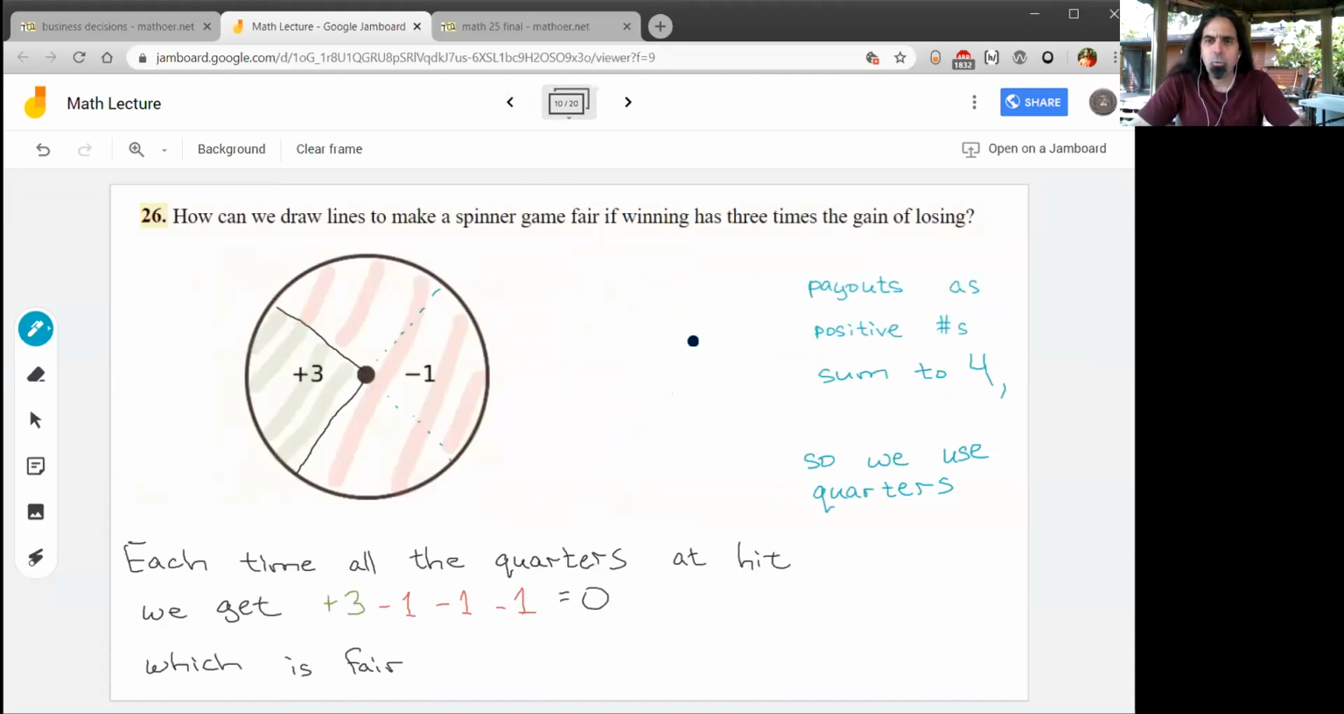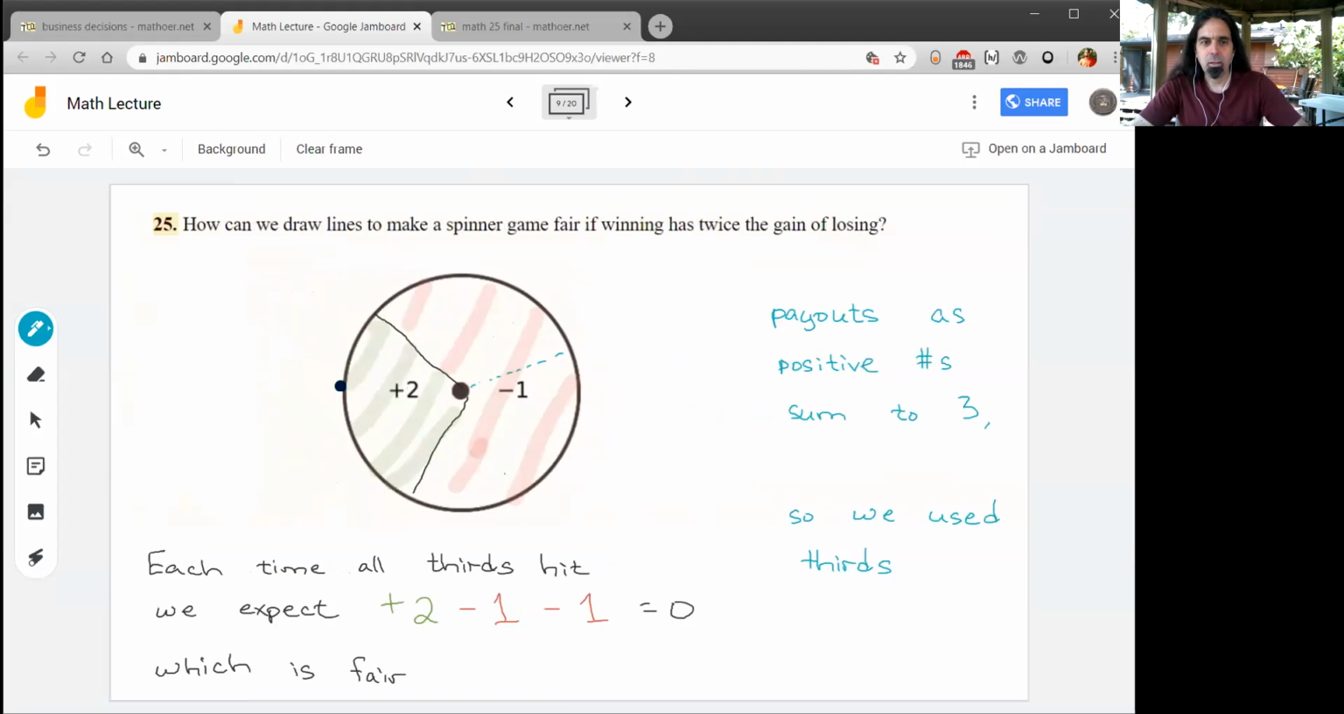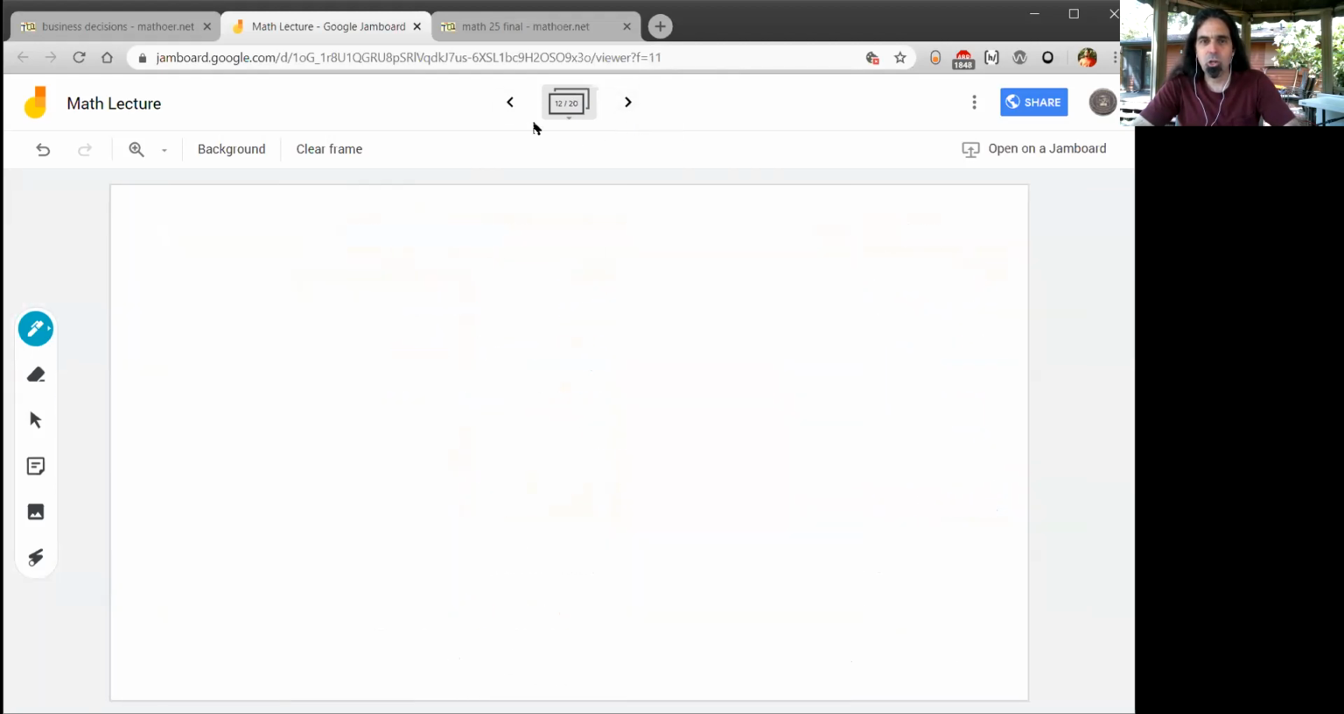Which, if we look before, is why we were summing to 4. The 3 got one slice, so we need 3 minuses to balance it. The 2 had one slice, so we needed 2 minuses to balance it. So as long as the minus is 1, then that's a more general rule.